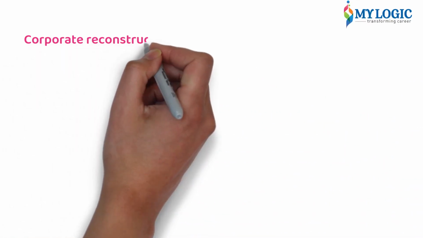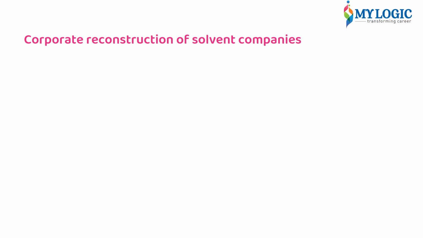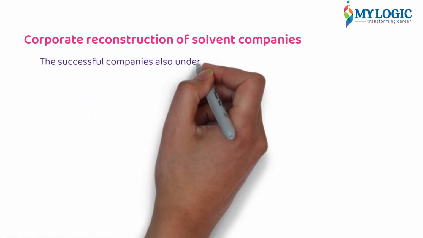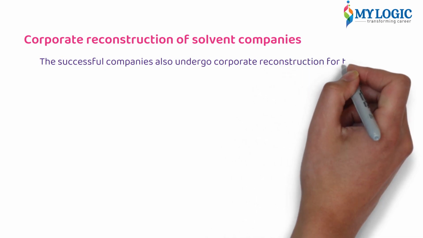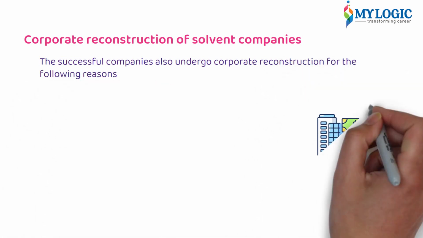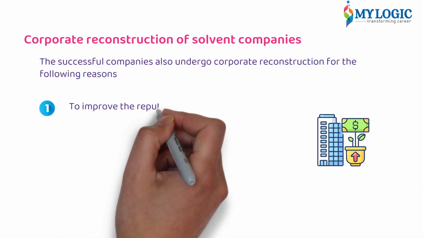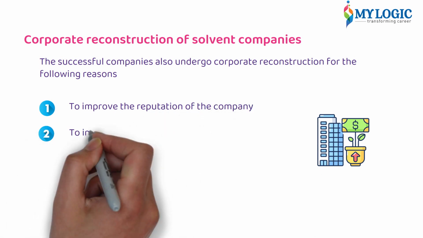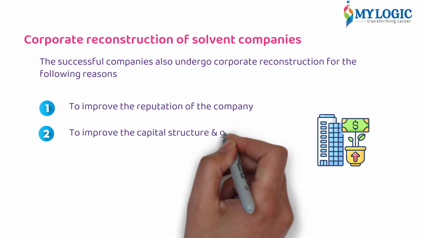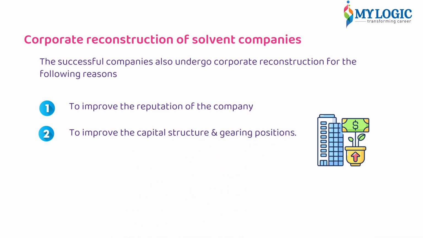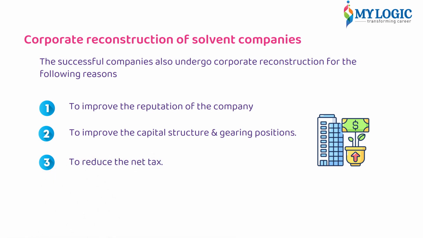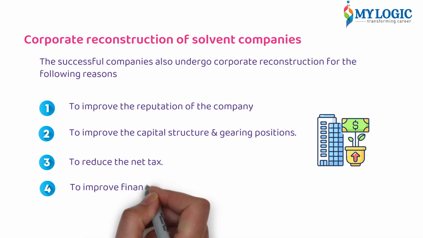Corporate reconstruction of solvent companies. The successful companies also undergo corporate reconstruction for the following reasons. Number 1. To improve the reputation of the company. Number 2. To improve the capital structure and gearing positions. Number 3. To reduce the net tax. Number 4. To improve financial security.